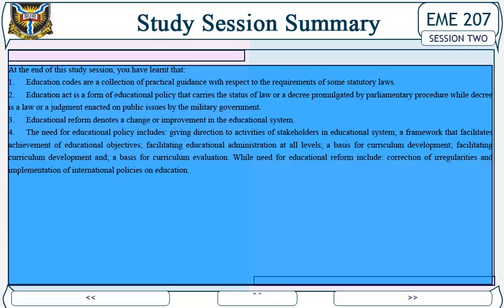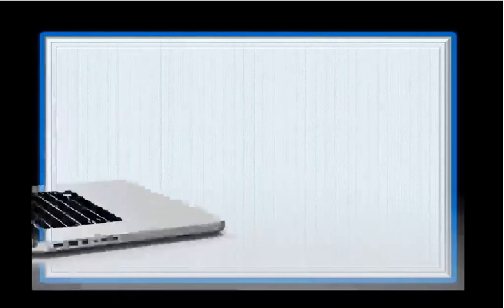4. The need for educational policy includes giving direction to activities of stakeholders in the educational system, a framework that facilitates achievement of educational objectives, facilitating educational administration at all levels, a basis for curriculum development, facilitating curriculum implementation, and a basis for curriculum evaluation. While the need for educational reform includes correction of irregularities and implementation of international policies on education. This is the end of study session 2.